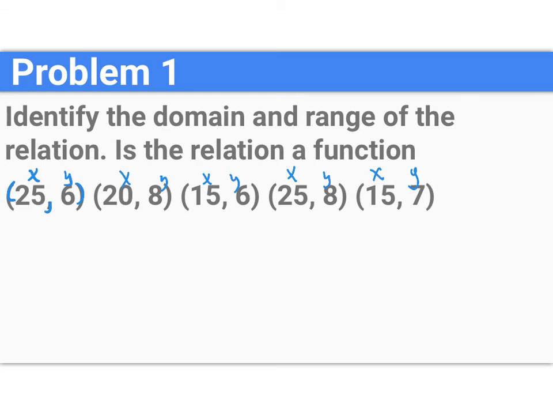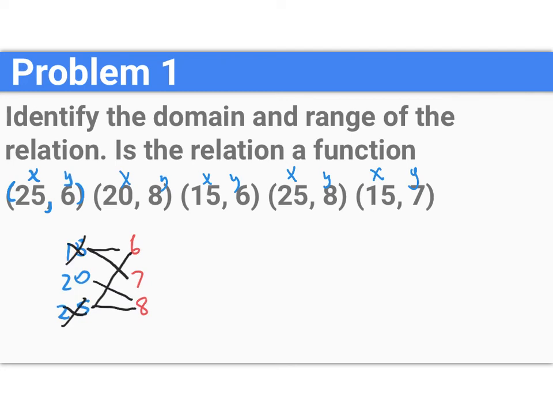So let's write our domain down. We have 15, 20, and 25. And in our range, we have 6, 7, and 8. And so this is how this works. 15 goes to 6, and 15 goes to 7. One number in the domain cannot go to two different numbers in the range. 20 goes to 8. That's good. 25 goes to 6. And then 25 goes to 8.